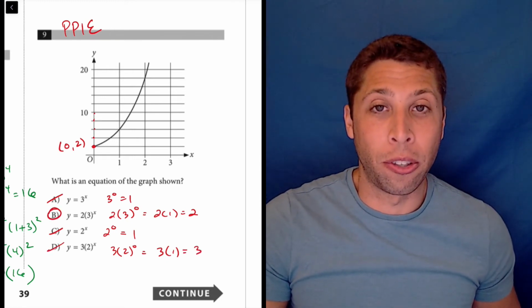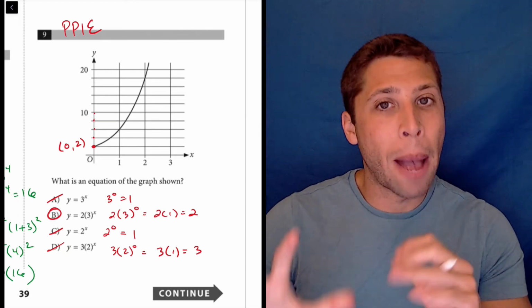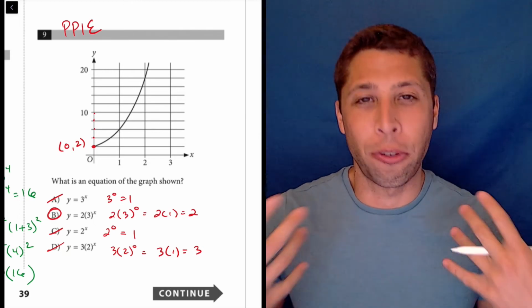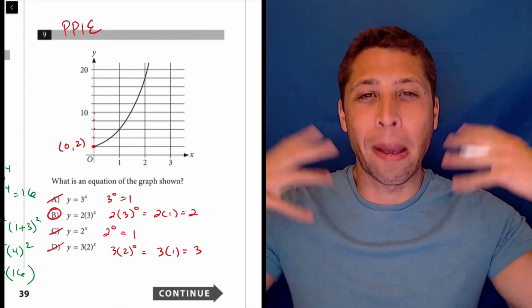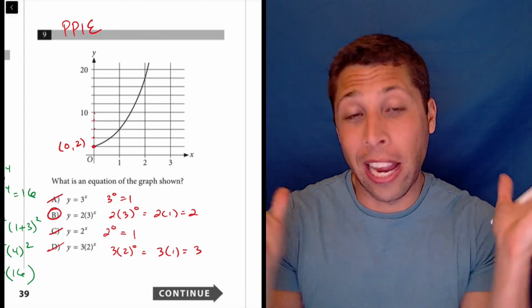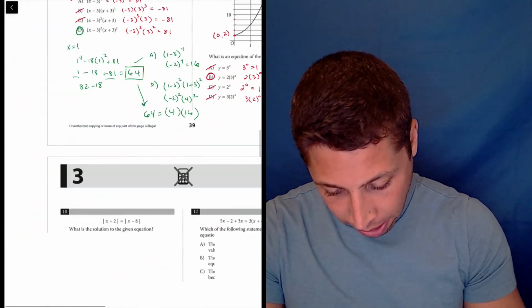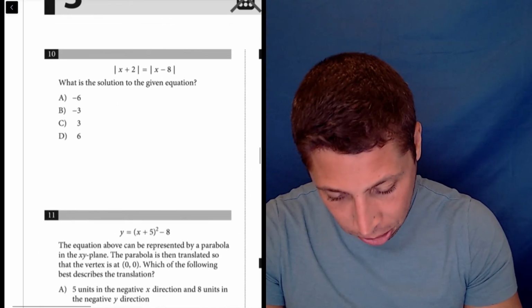And that's why plug points into equations is so amazing. All these other answers are very trap-heavy answers. They're the kinds of things you would put if you were just thinking about it conceptually, like looking for a y-intercept, or misreading the scale. But if we just take one point and plug it in, it's obvious what the answer is. All right, let's do one more here. Let's do 10, then we'll split this up.